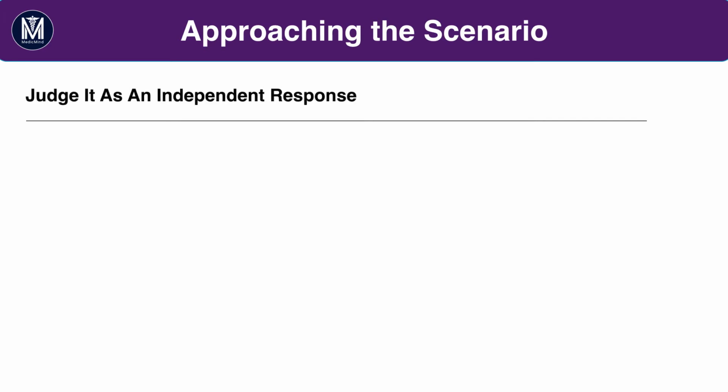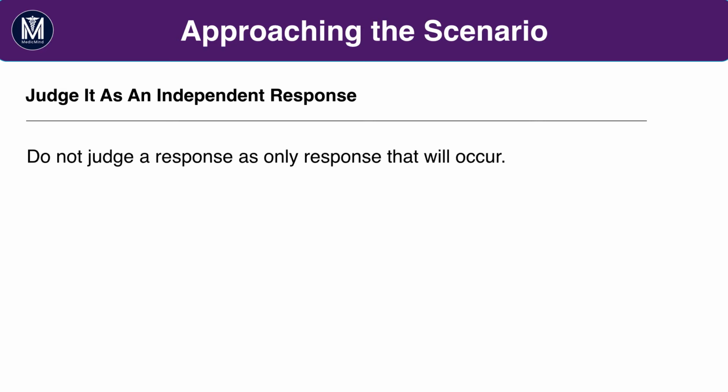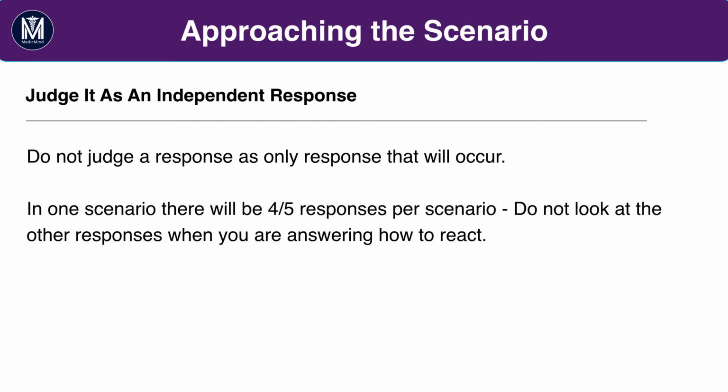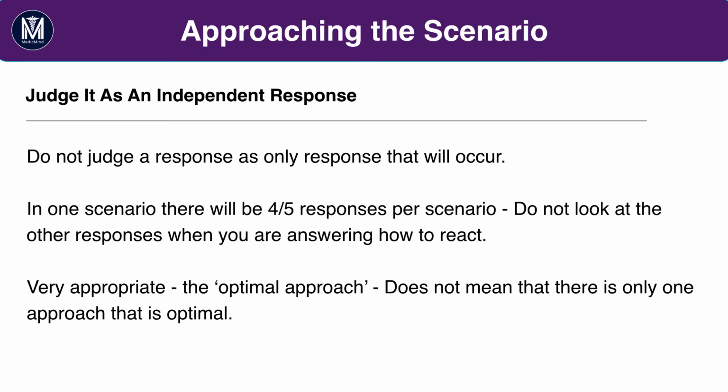Our next tip is to ensure that you do not judge a response as if it is the only response that will occur. In one scenario, there are going to be about 4 or 5 different responses per scenario. Don't look at the other responses when you're answering how to react to a response. We define a very appropriate thing to do as the optimal approach. But this doesn't mean that there is only one approach which is optimal. Let's have a look at an example of this.